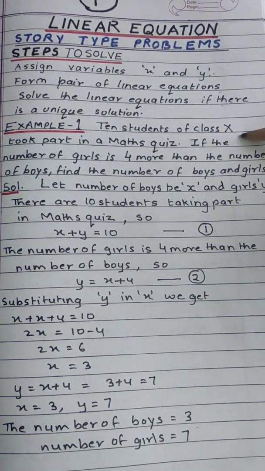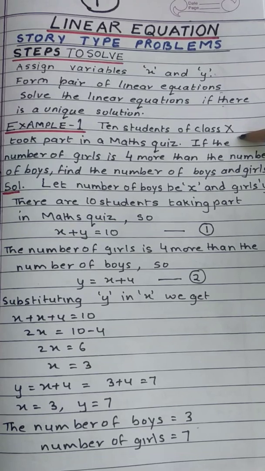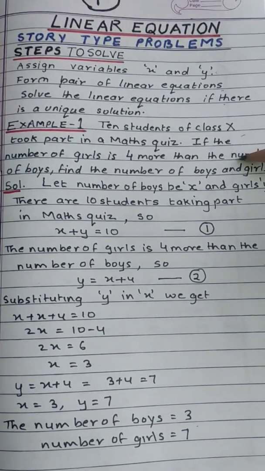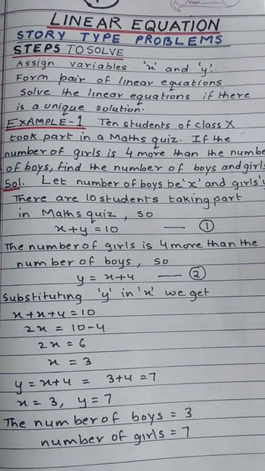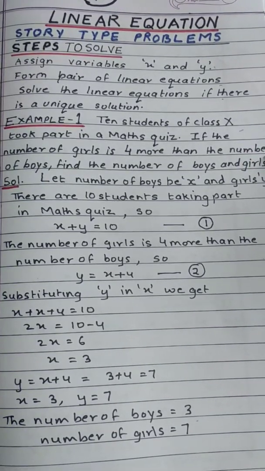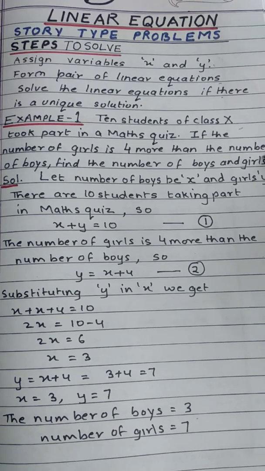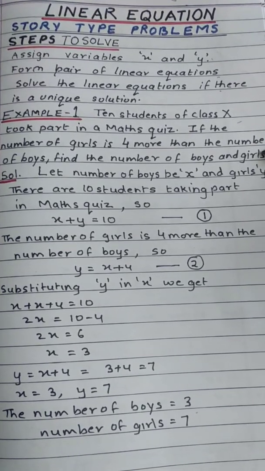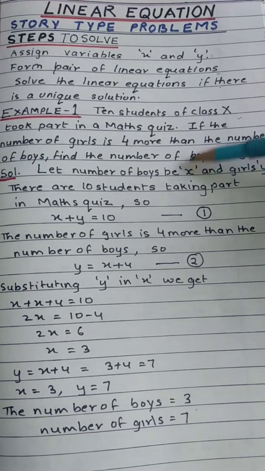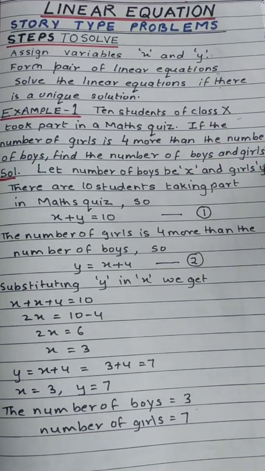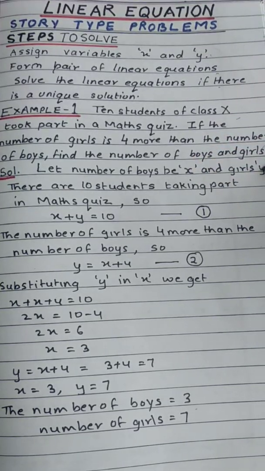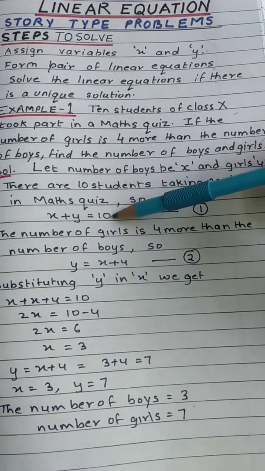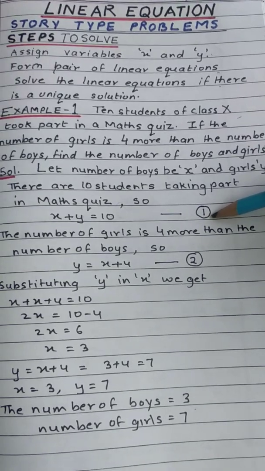Example 1. 10 students of class 10 took part in maths quiz. If the number of girls is 4 more than number of boys, find the number of boys and girls. How to do this question? We consider the number of boys as x and number of girls as y. There are 10 students taking part in maths quiz, so x plus y should be equal to 10. This is the first equation.